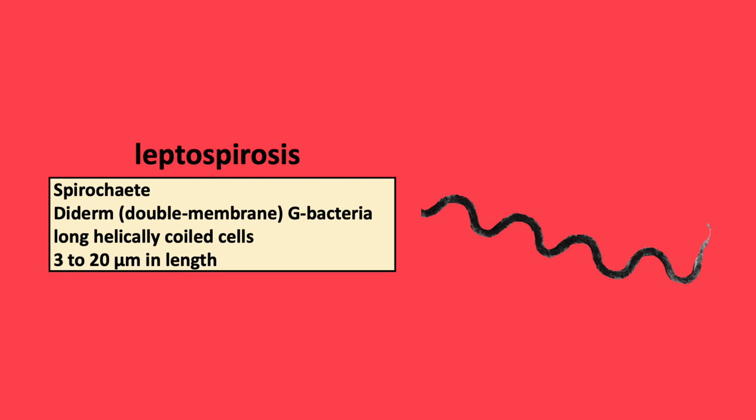A spirochete is a member of the phylum Spirochaetota, which contains double-membrane gram-negative bacteria. These are long, helically coiled cells. The genus Leptospira contains 21 species, 9 of which are pathogenic.